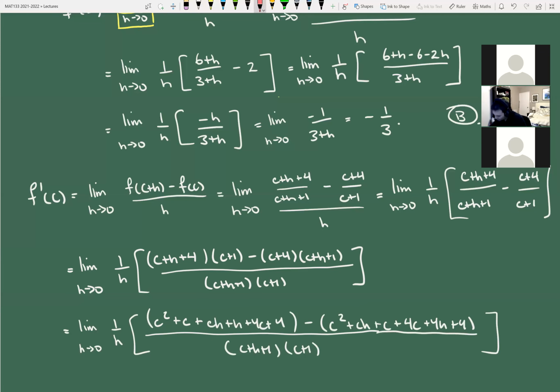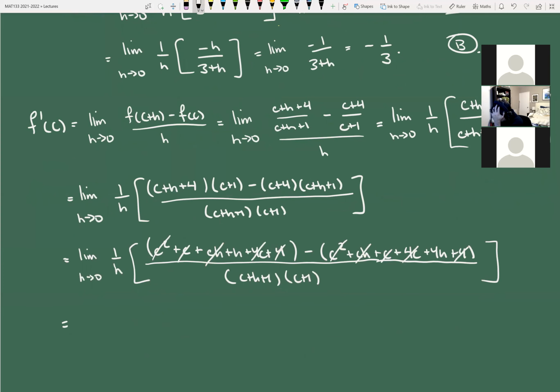Okay, now what cancels here? So we've got a c squared on both sides. It looks like we've got a ch on both sides. We've got the c on both sides. We've got 4c on both sides. We've got a 4 on both sides. Okay, so there's a lot of cancellation here, right?